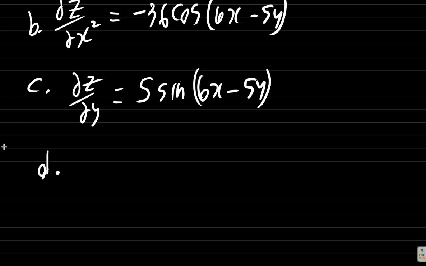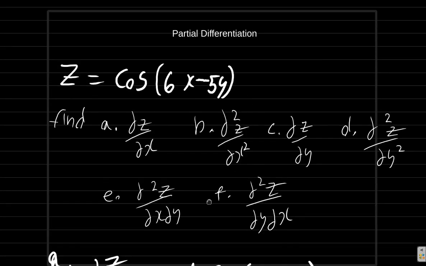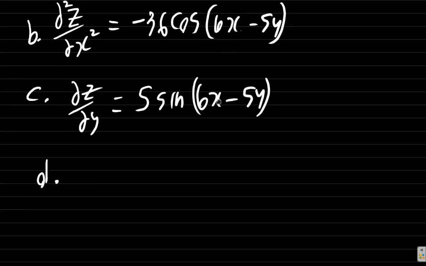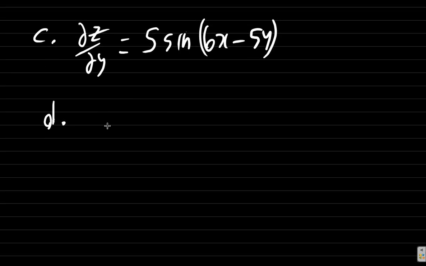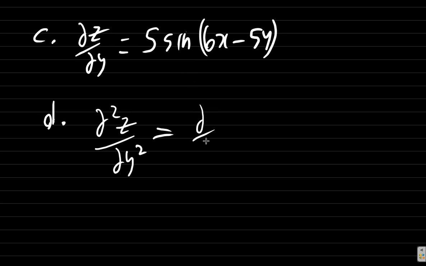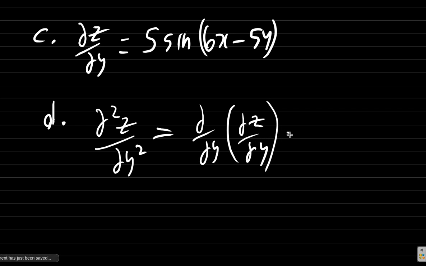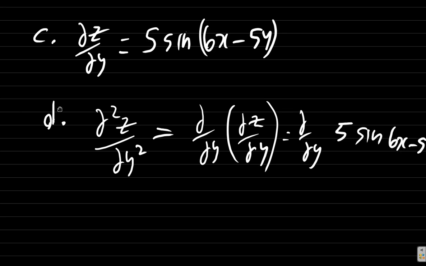What about D? D was delta squared z by delta y squared. So delta squared z by delta y squared means you're going to differentiate this with respect to y. So you're finding delta by delta y of delta z by delta y. Alright? So it's delta by delta y of this 5 sine 6x minus 5y.